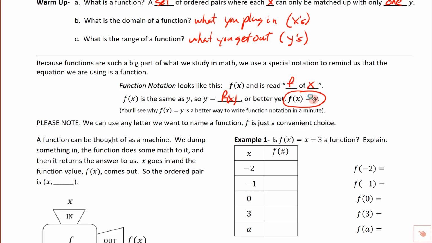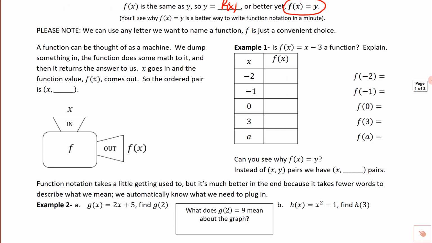Now, I do want you to realize that we can use any letter we want to name the function. A lot of times we start out with f. It's just a convenient choice. It reminds us that it's a function and things like that, but there are some other letters that we'll use as we roll through this.